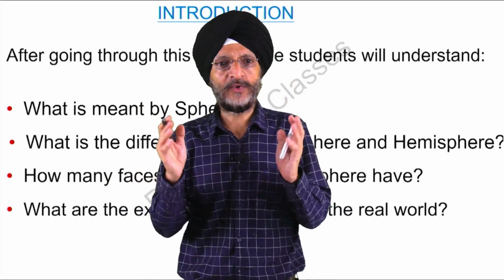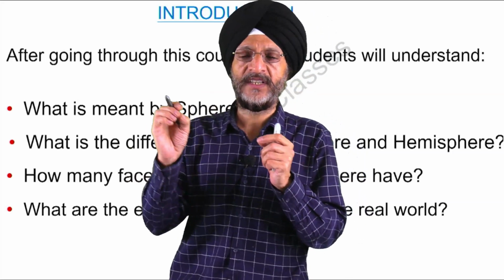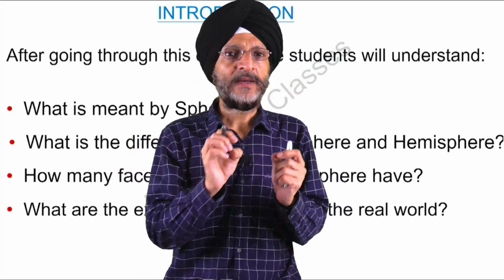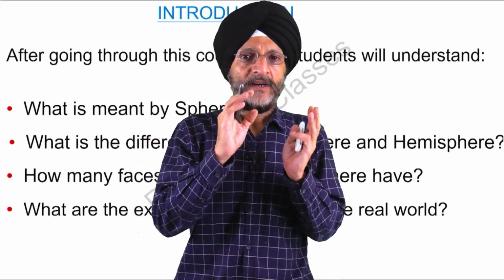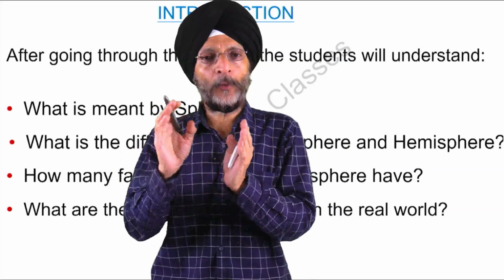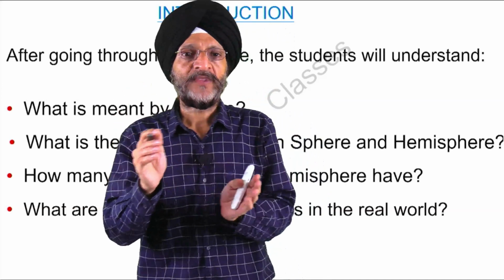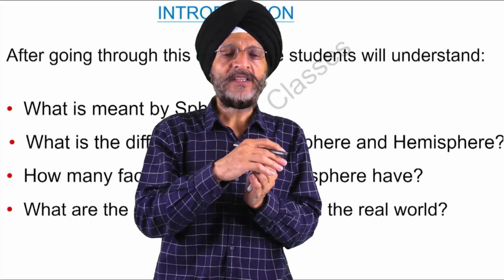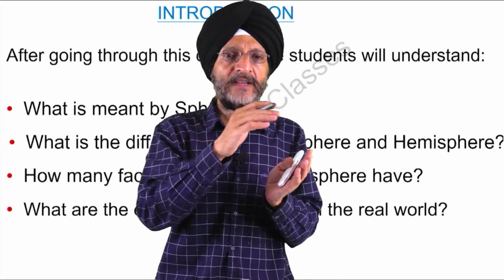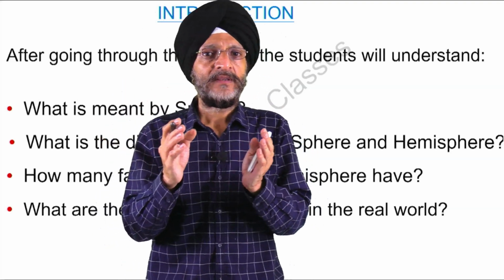The students will also understand that there are large number of examples of spheres in the real world, such as basketball, tennis ball, earth, moon. Though not properly spherical, they resemble a sphere. The other examples of spheres in the real world are the celestial objects and Mars, planet, etc.